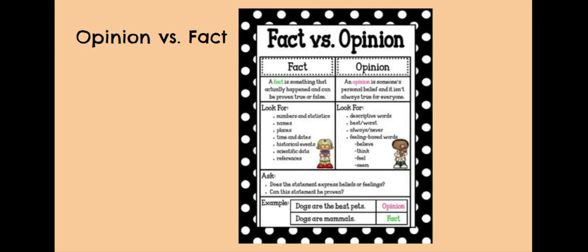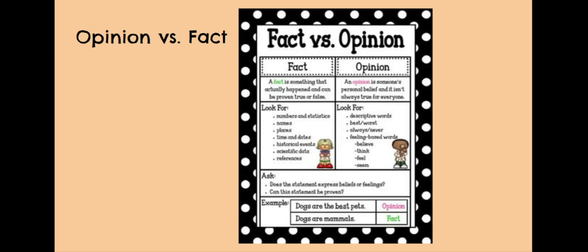A fact is something that's actually happened and can be proven true or false. Some things to look for are numbers and statistics, names, places, time and dates, historical events, scientific data, and references.